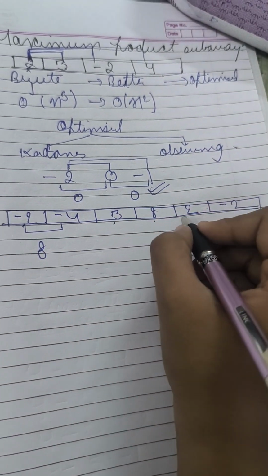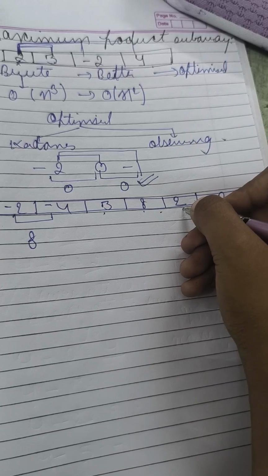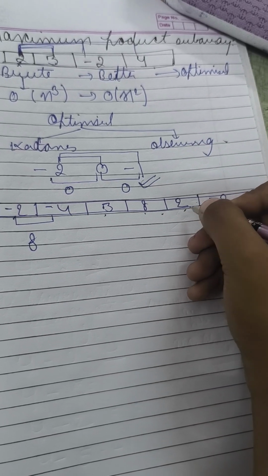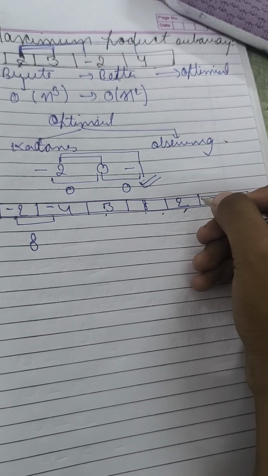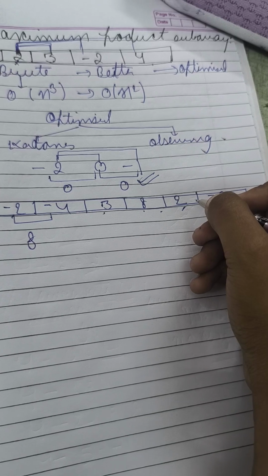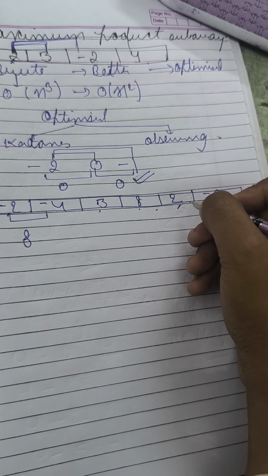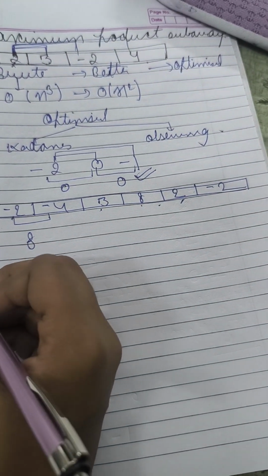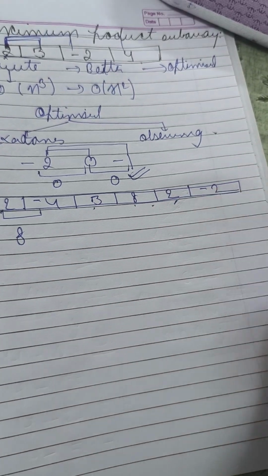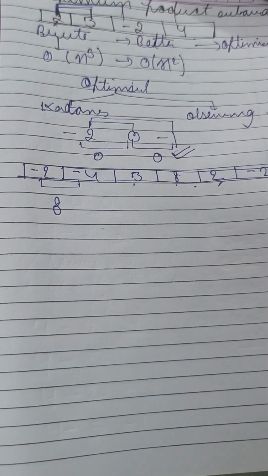192. So 24 into 8 is 192, then 192 into 4, sorry, 192 into 2. It is going to be 398. Moving towards -2, it would give like this.